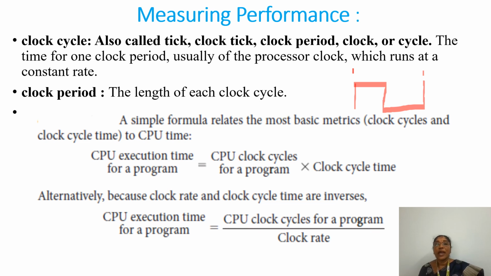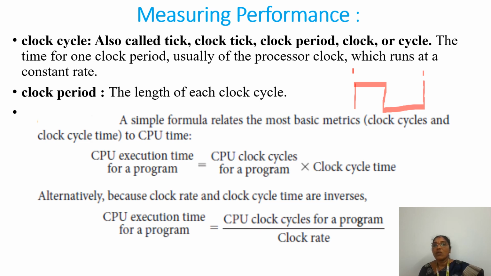So, we are going to calculate the execution time for a program by using the clock period. For that, we should know about the CPU clock cycles for a program and the clock cycle time. This clock cycle time is the one clock cycle duration, and that covers the positive signal as well as the negative signal.